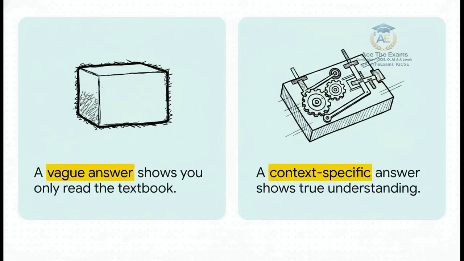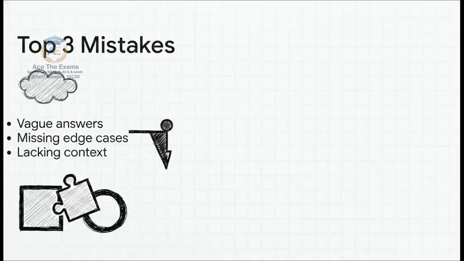You can really see the difference when you compare a vague answer with a context-specific one. Examiners are actively hunting for specific technical details rather than generic overviews. A vague answer might show that you skimmed the textbook, but a context-specific answer proves you actually understand the underlying computer science principles at play in that exact scenario. In fact, we've distilled the top 3 mistakes directly from those examiner reports. Number 1, vague answers lacking technical depth.